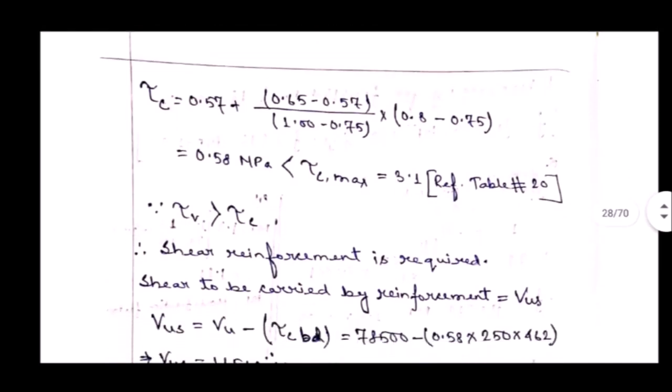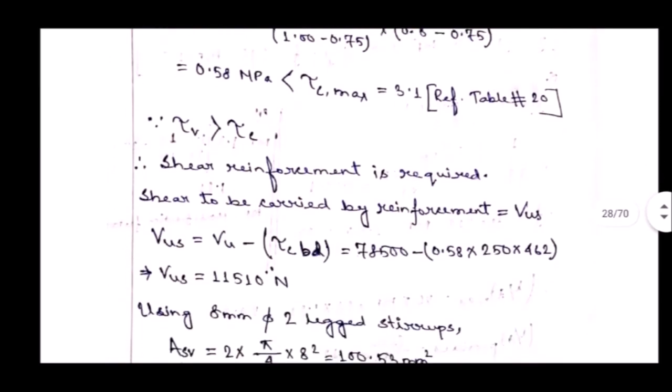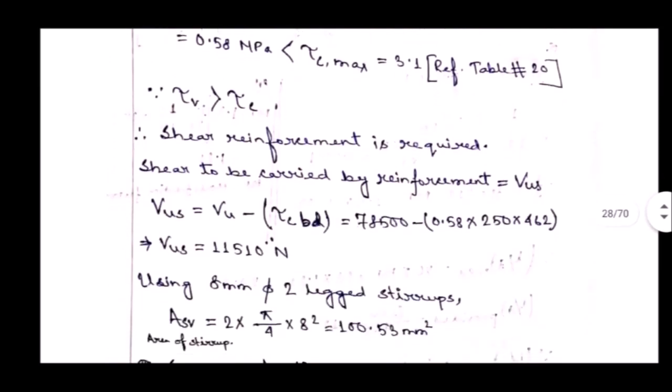As tau v is greater than tau c, therefore shear reinforcement is required. If tau v is less than tau c, in that case no shear reinforcement is required, and stirrups are given by a convenient method. But in this case tau v is greater than tau c, that means for this excess value we have to design shear reinforcement.